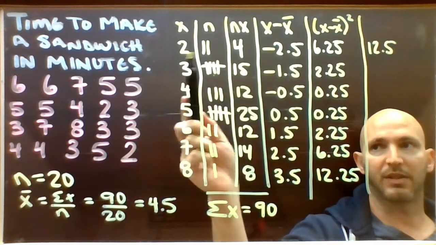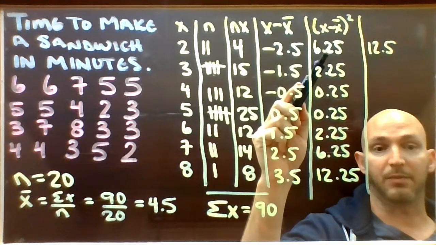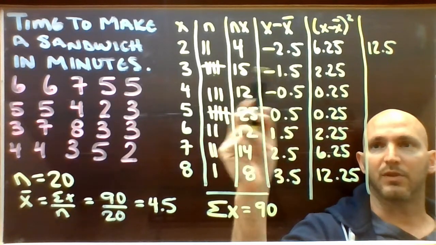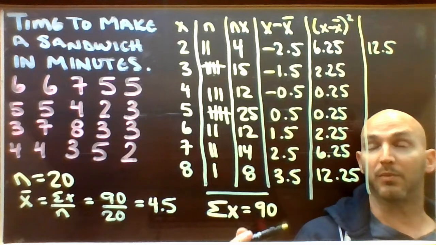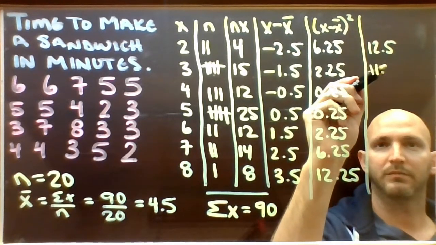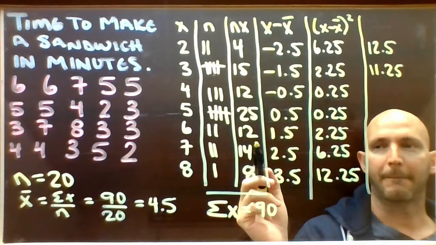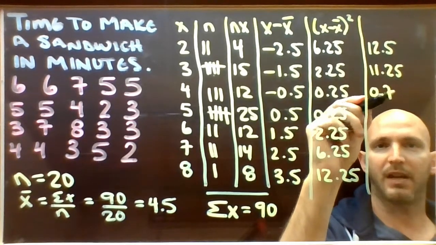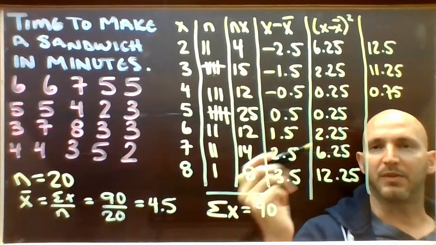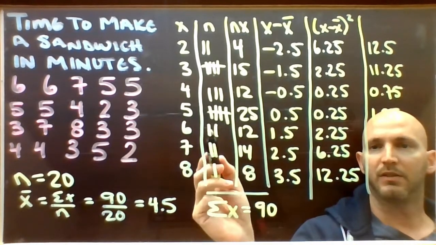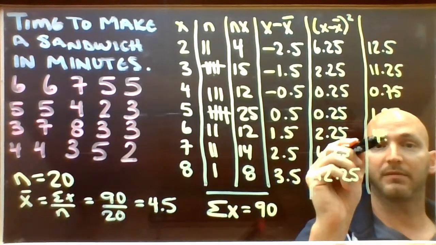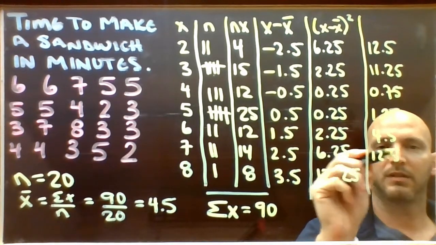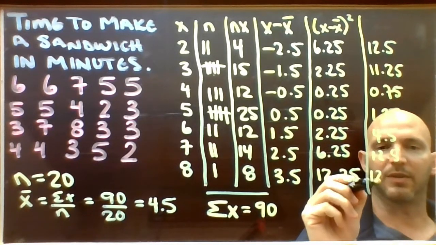And so basically I just took the number of times it showed up and multiplied it by this particular value. So if I had 5 of these, I would have 2 times 5 is 10, and 5 times 0.25 is 1.25, for 11.25. And then 3 of these times that, 3 times 0.25 would be 0.75. 5 times 0.25 is 1.25. 2 times 2.25 would be 4.5. 2 times 6.25 would be 12.5. And 1 times 12.25 is just 12.25.